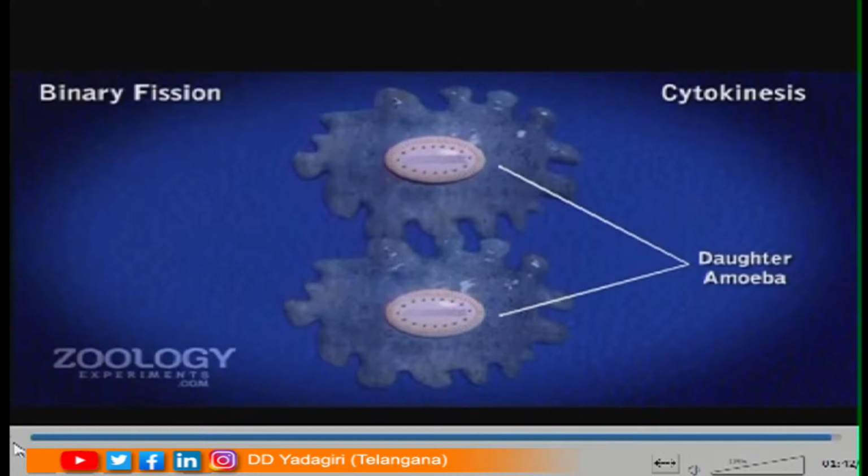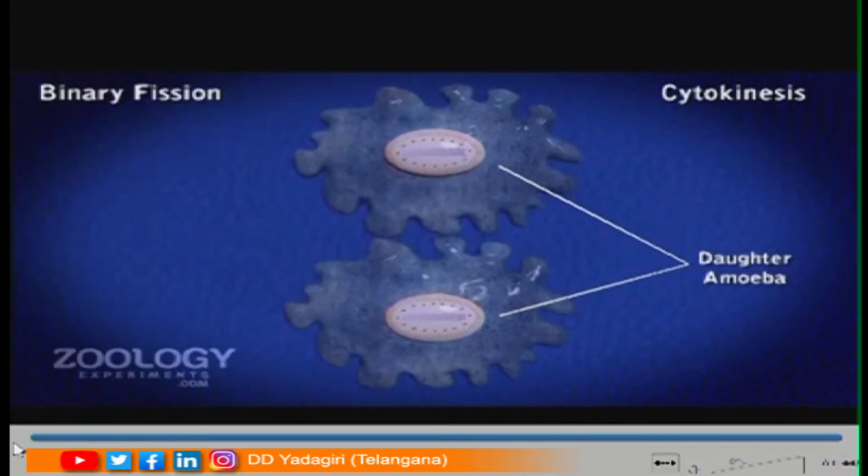How many daughter amoebae did you get? Two daughter amoebae. So, here one parent cell gave rise to two identical daughter cells. Is it clear children? So, that is why this process is called binary fission. Binary means two, fission means division. So, one parent cell is dividing into two, that is why this process is called binary fission. Have you understood children? Is it clear children?